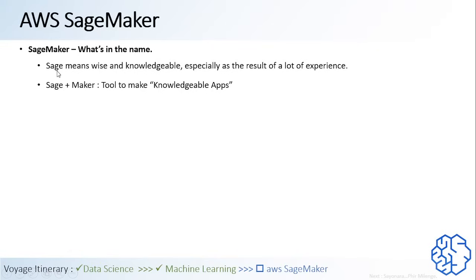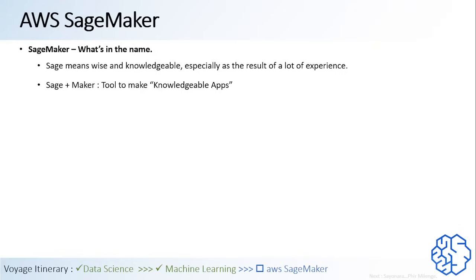Now, what is a sage? People who are very good in English would know. And people who do not read a lot of English apart from technology, like me, more or less I knew what a sage is. But the better way of defining it is: a sage means wise and knowledgeable, especially as the result of a lot of experience. A person who has a lot of experience, who is knowledgeable, is a sage.